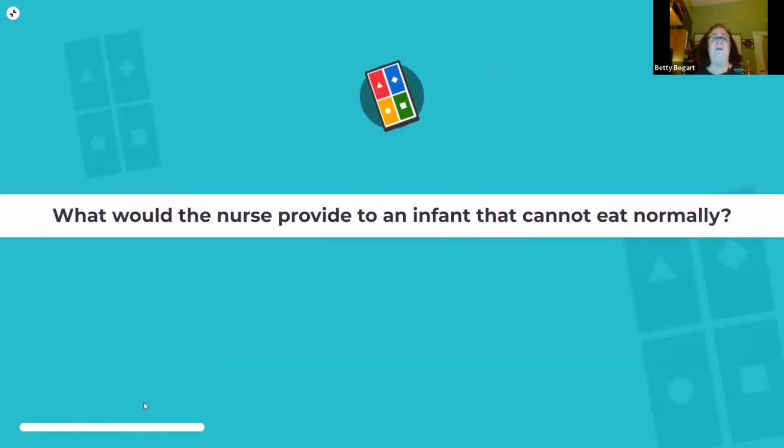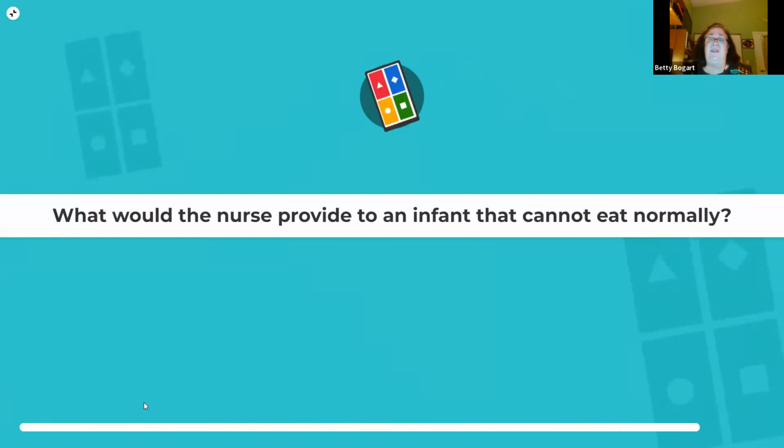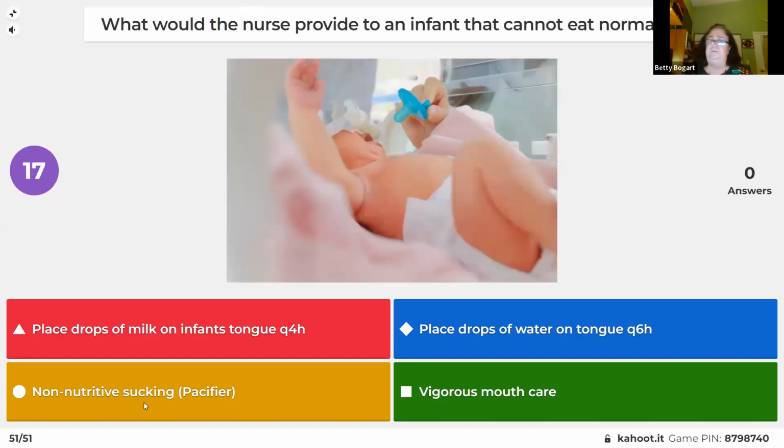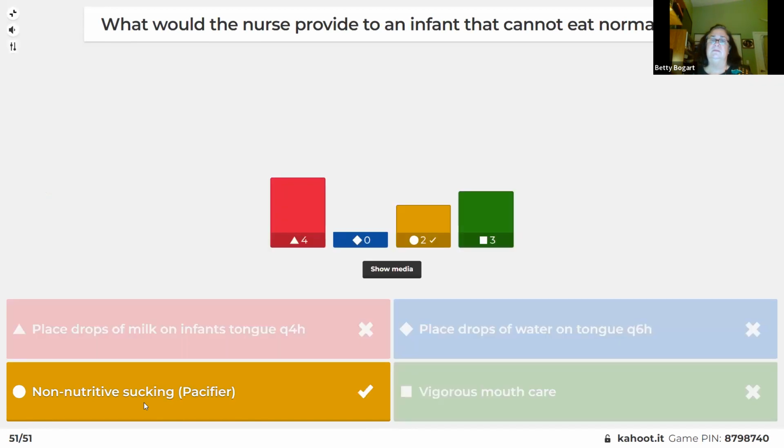And last question, what would the nurse provide to an infant that cannot eat normally? So the big thing is we're not putting anything in anybody's mouth who can't eat. What if they had a tracheoesophageal fistula? It's going to go right into the lungs. Nothing, not milk, not water, but we want to give them that non-nutritive sucking. A pacifier, it's so important. It's just for proper development.